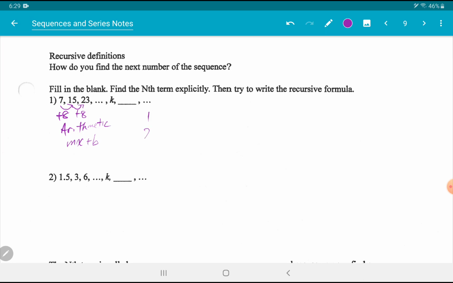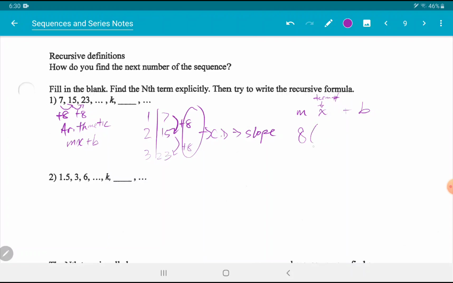Okay, so as I lay everything out, I know that the values are always increasing by 8. Remember that the 8 is the common difference, or another word for that is the slope in your formula of mx plus b. Since the common difference is 8, we're adding 8 every time to each term number. Remember that x represents that term number. So therefore it's 8 times the term number, which we'll call n, plus the starting value.